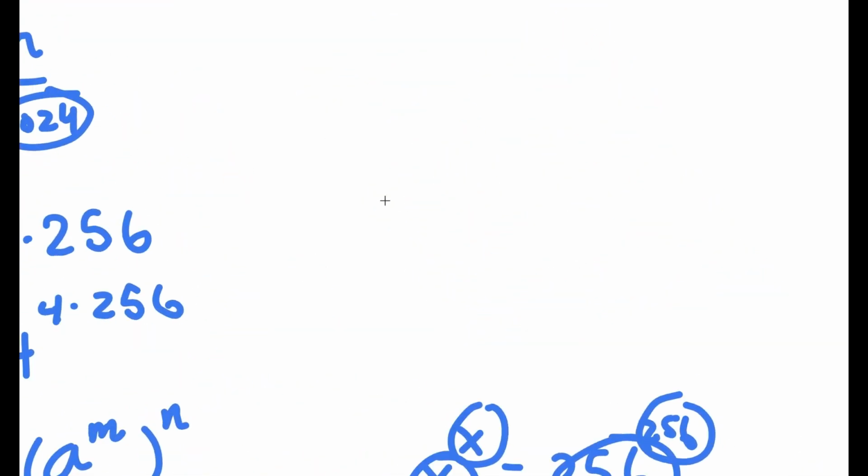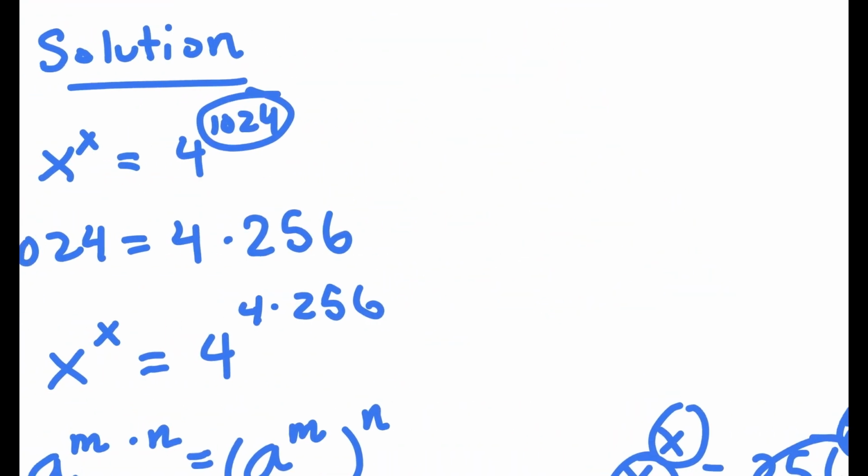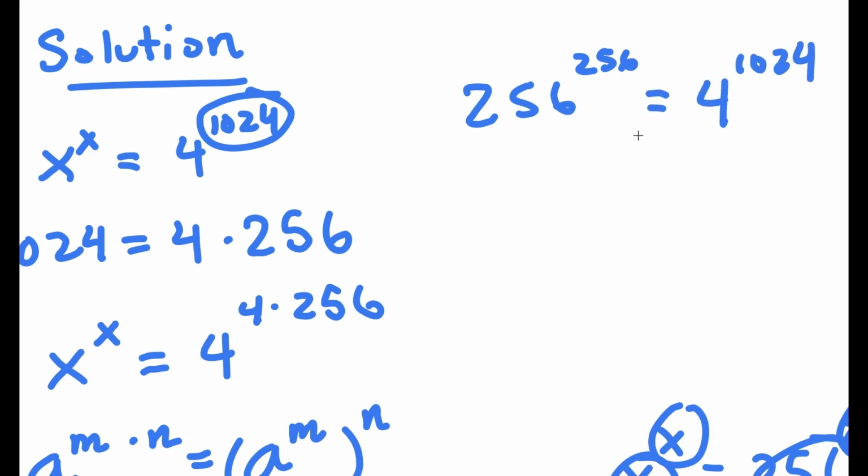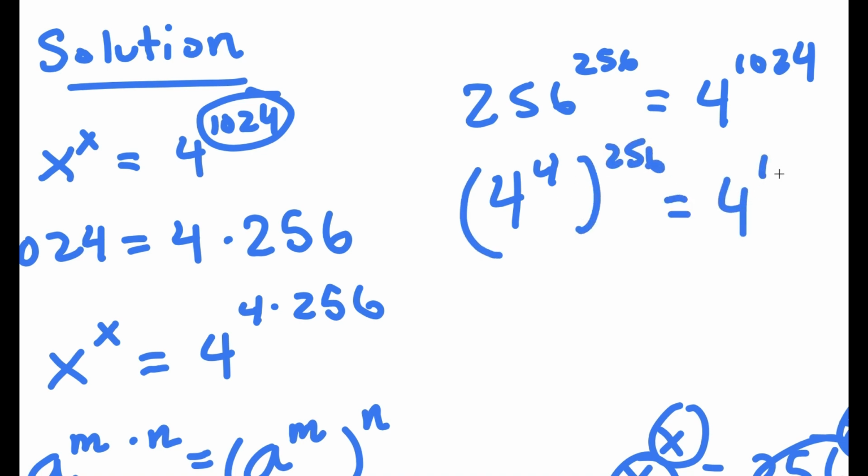So now to check, we have x to the power of x is equal to 256 to the power of 256. We have 256 to the power of 256 is equal to 4 to the power of 1024. And now 256, again, that's the same thing as 4 to the power of 4. So now I have 4 to the power of 4 to the power of 256 is equal to 4 to the power of 1024.